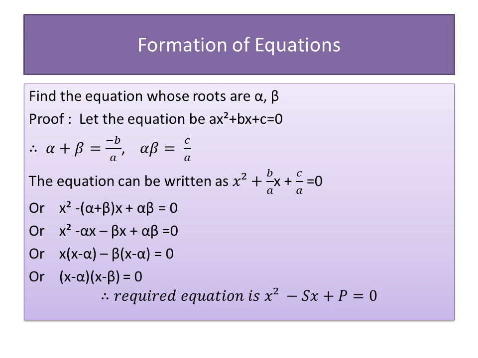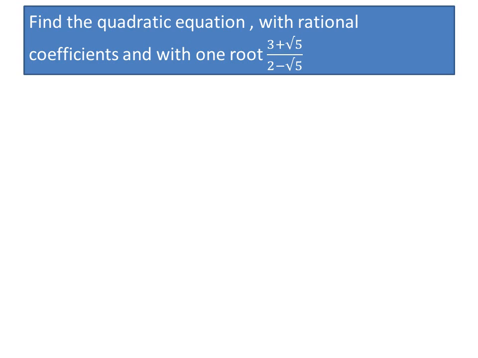So the required equation comes out to be x² − sx + p = 0. When we have roots alpha beta, then we can form the equation directly as x² − sx + p = 0. Now let's take an example and explain this in detail.